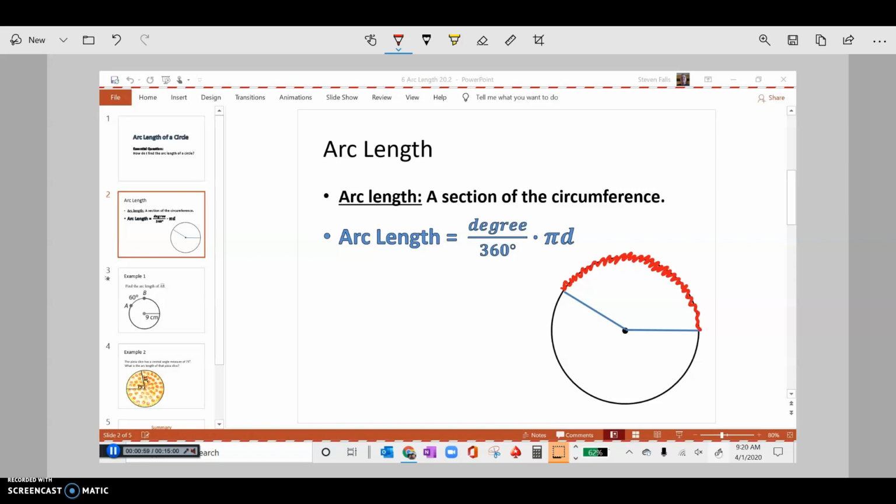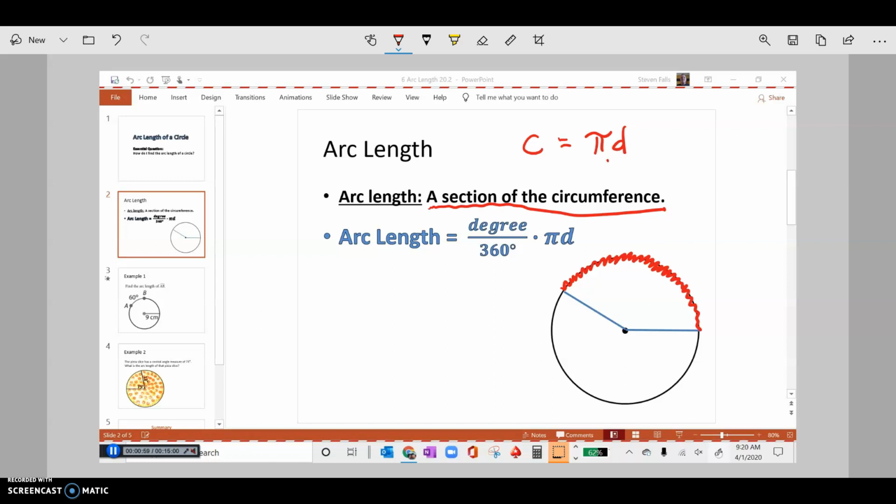Okay, so how do we find arc length? It's a formal definition, like we said, it's a section of the circumference of the circle. Okay, not the full circumference, just a section of it. So how did we find circumference 2 weeks ago before spring break in our first week of online learning? We were finding the circumference was always equal to pi times the diameter. Okay, that's really that simple. Take pi, multiply it by the diameter, and you will always get the circumference.